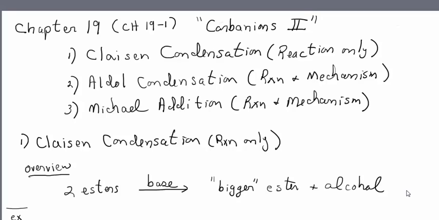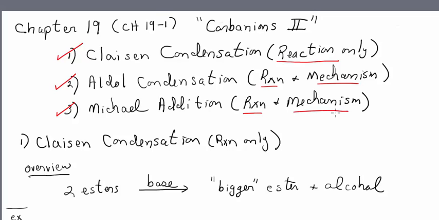So in chapter 19 we're going to be looking at three different types of reactions. We're going to be covering the Claisen condensation, which you are responsible for the reaction only. The aldol condensation, which we've already seen in lab, and you'll be responsible for the reaction and the mechanism. And then finally a spin-off from the aldol condensation, and that is the Michael addition reaction. And again, you'll be responsible for the reaction and for the mechanism.